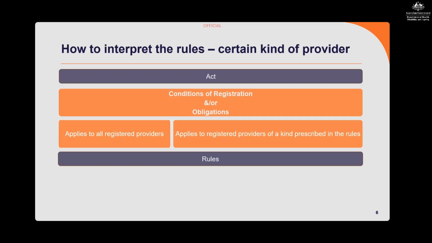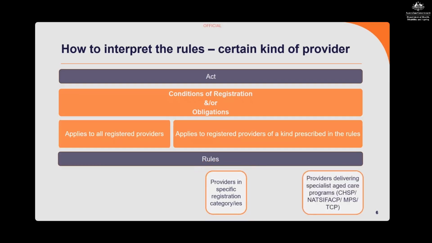I'll use a few examples here to help demonstrate. All registered providers must comply with the requirements in the Act on the Code of Conduct under Section 145, or cooperating with any person who is performing functions or exercising powers under the Act, Section 177 of the Act. Section 153 of the Act covers vaccination requirements, and Section 153-5 of the draft rules states that the purpose of subsection 153 of the Act, it applies to registered providers in category 6, i.e.